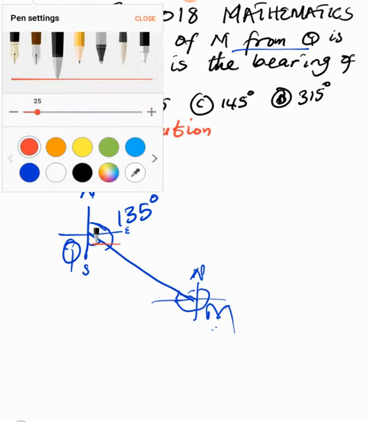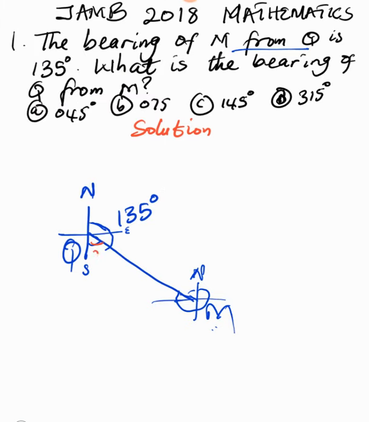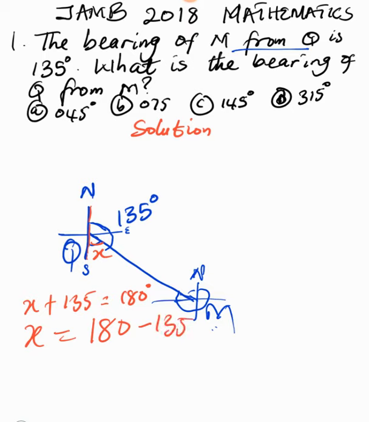What is the angle going to be? Let's name it X. Remember, angle between lines. So we have X plus 135 equal to 180 degrees, because the sum of angles on a straight line is equal to 180 degrees. Look at this straight line. It is on the same straight line with angle 135. So X will be equal to 180 minus 135, and that will be equal to 45 degrees. So X is equal to 45 degrees.